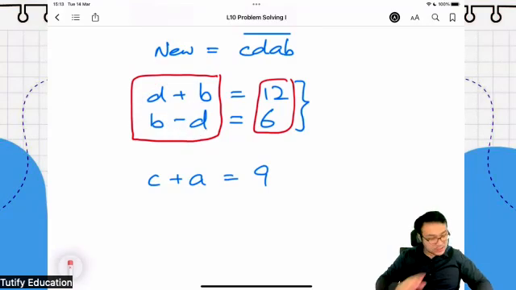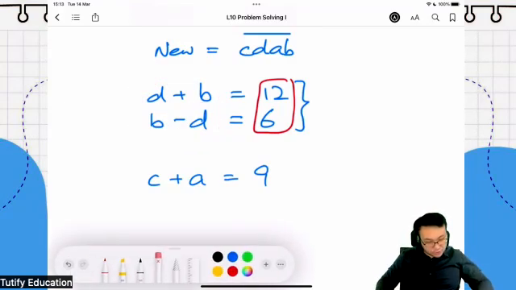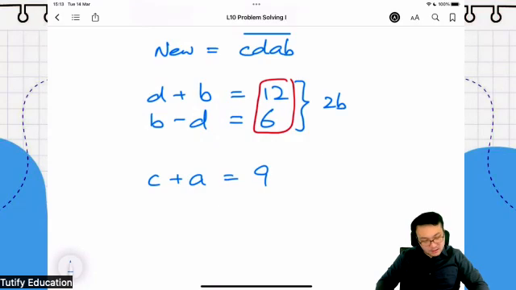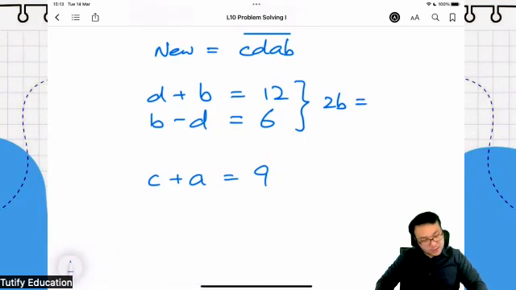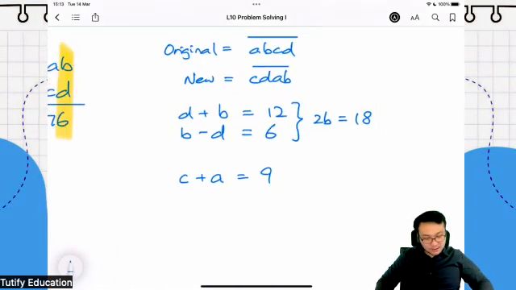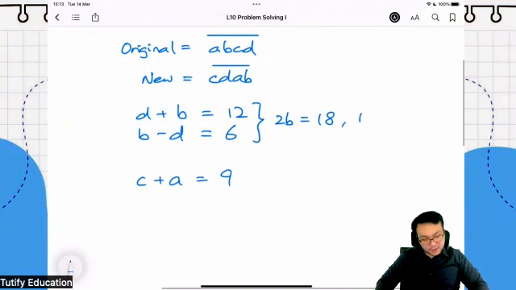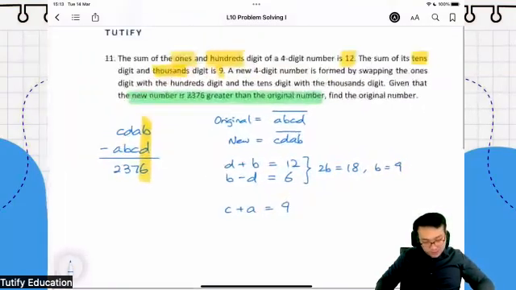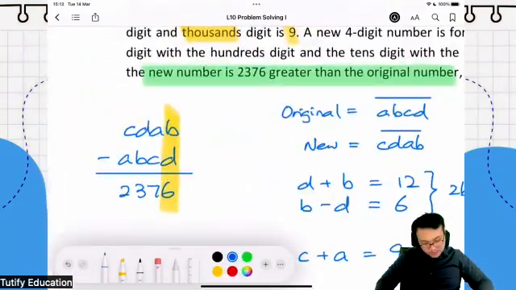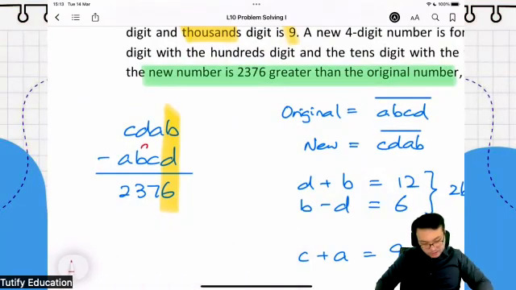So the D will disappear, but I'm going to get 2 B's. What about the other side? What am I going to get altogether? 18. Yes. So 2 B's equals 18, and therefore 1B must be 9. Very good. So now we know that B is 9, and I'm going to put a 9 over here also.